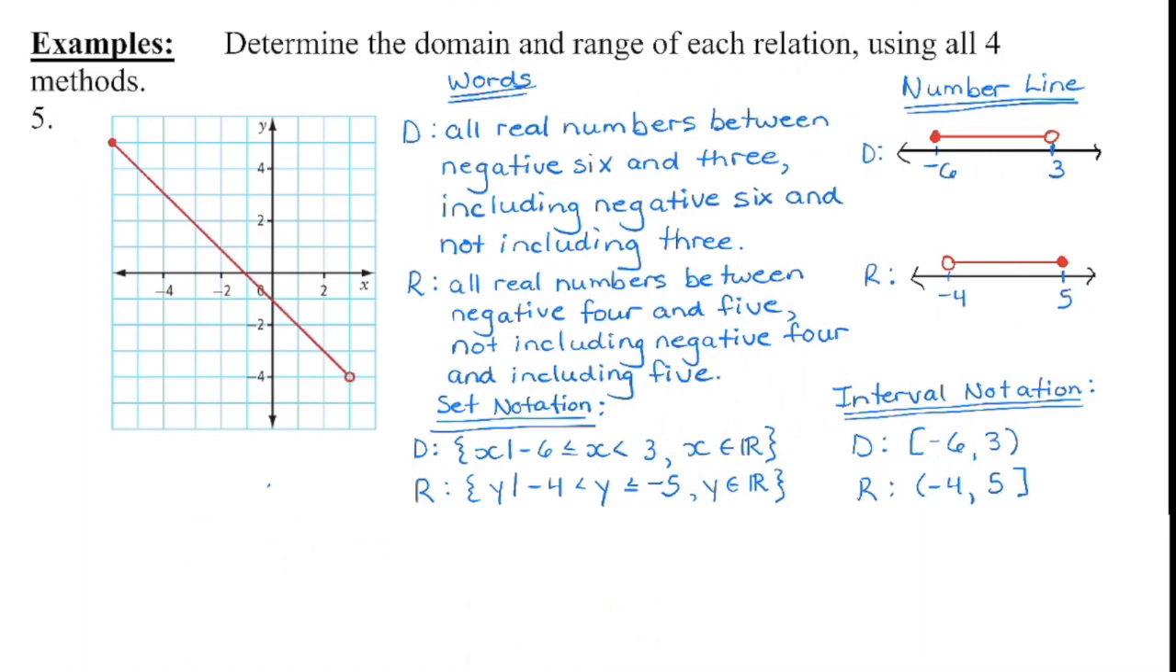So on the number line, a closed dot to show we are including -6, an open circle to say that we are not including 3. We're going to include all values up to that point.